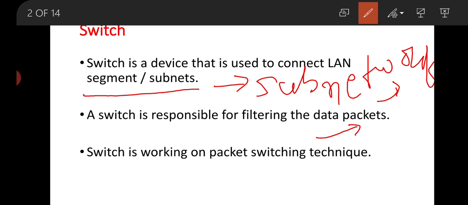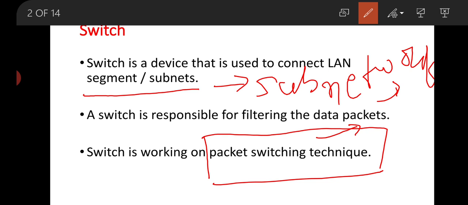Next, switch is working on packet switching technique. We will see this technique later. In the next lecture we will see what is the packet switching technique and what is the circuit switching technique.